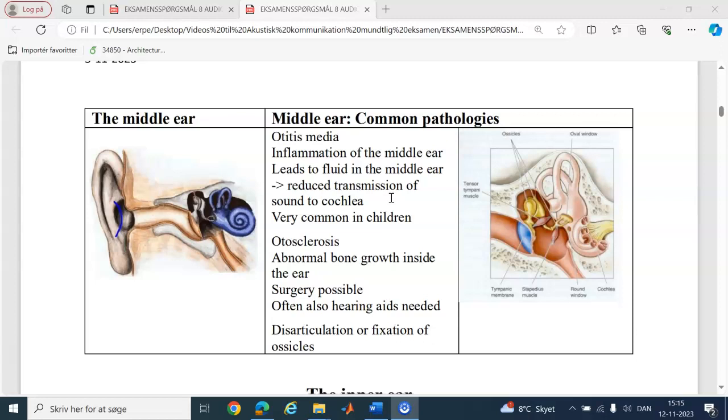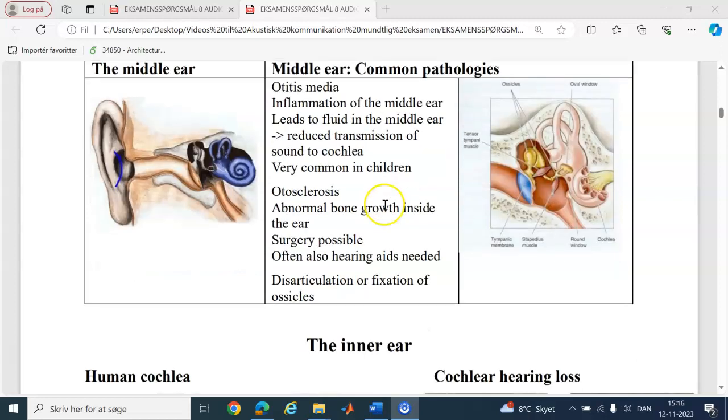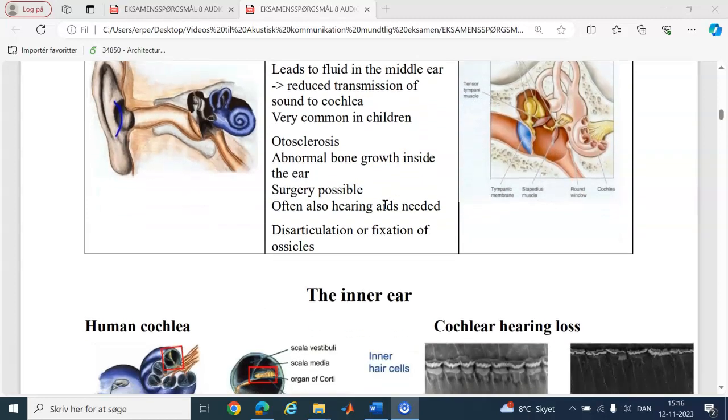The middle ear, common pathologies: so-called otitis media, inflammation of the middle ear, leads to fluid in the middle ear and reduced transmission of sound to the cochlea. Very common in children. Otosclerosis, abnormal bone growth inside the ear. Surgery possible. Also often hearing aids needed. Disarticulation or fixation of ossicles.